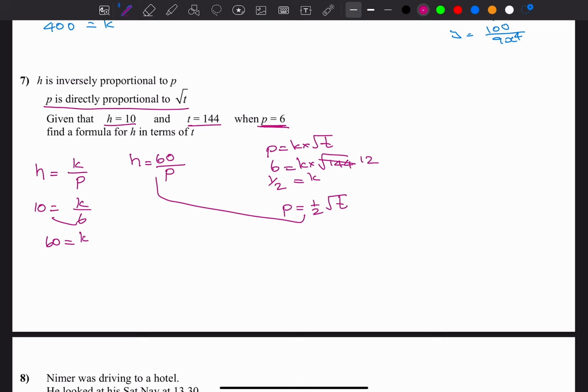And these two equations, remember, what is the common letter? The common letter is P. So h is equal to 60 over, instead of P, what do you write? A half square root of t. They normally want simplest form. Remember, h is equal to 60 divided by a half. Don't say it's 30. It's 120, isn't it? 120 square root of t, and that's the answer on that. Okay, and that's your direct and inverse proportion, which you should know.